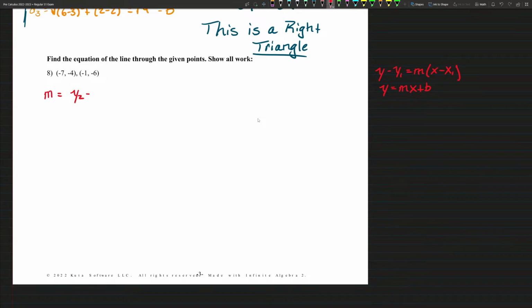Slope is the difference in y's over the difference in x's. So we get negative 6 minus negative 4 over negative 1 minus negative 7. So that's negative 6 plus 4, which is negative 2. Negative 1 plus 7, which is just 6. So our slope is negative 1/3.